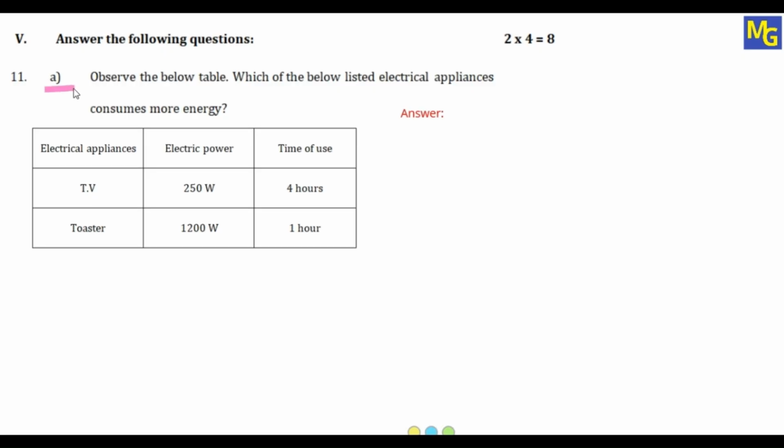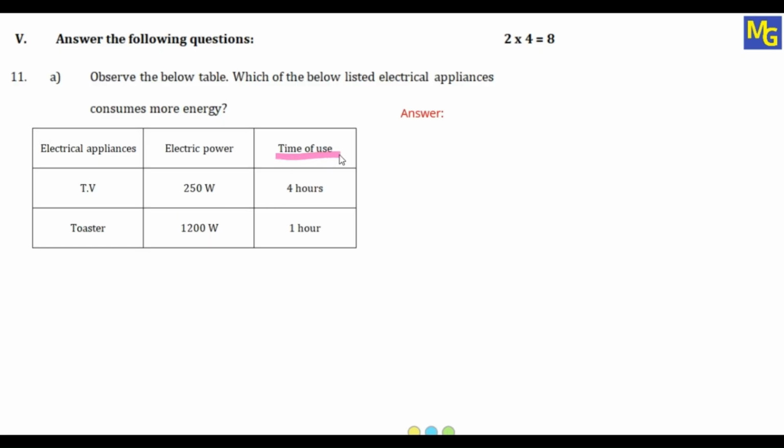So the A question we will solve. Observe the below table. This is the table which is given. Which of the below listed electrical appliances consume more energy? You can see the table. Here they have given electrical appliances, one is TV and one is toaster, and then electrical power P is given. For TV it is 250 watt and for toaster it is 1200 watt.